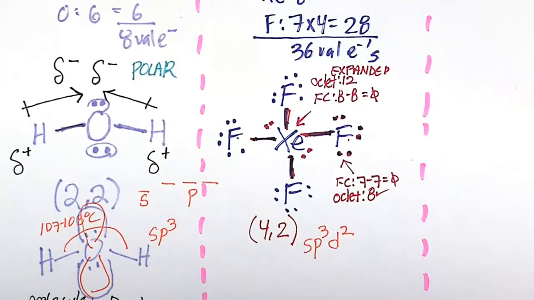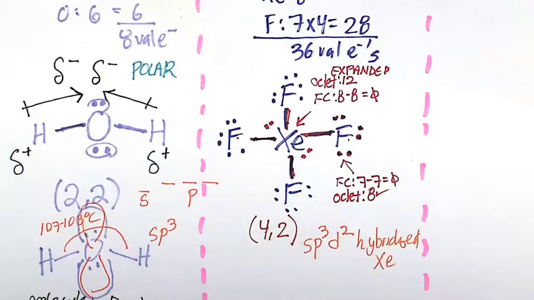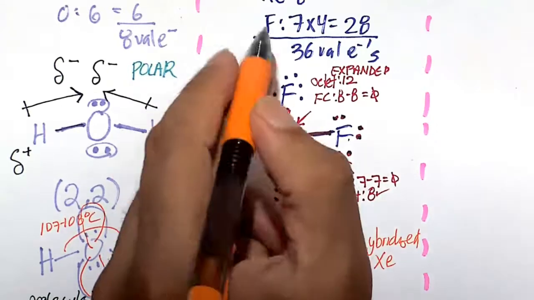Remember, d has 5 slots, so 2 plus 3 is 5, 5 plus 1 is 6. These are the 6 orbitals that I will utilize to get 4 bonds and 2 lone pairs, total of 6. This is an sp3d2 hybridized Z. Also, this will be a nonpolar molecule.